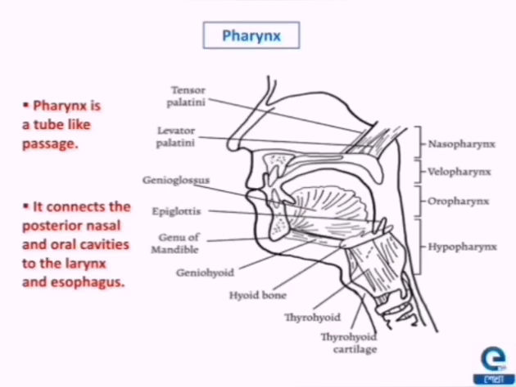So the pharynx can be subdivided into four parts. These parts are the nasopharynx, velopharynx, oropharynx and hypopharynx. So these are the main parts of the pharynx and we can see other parts in this picture. Now coming to our next slide, we will learn about the larynx.